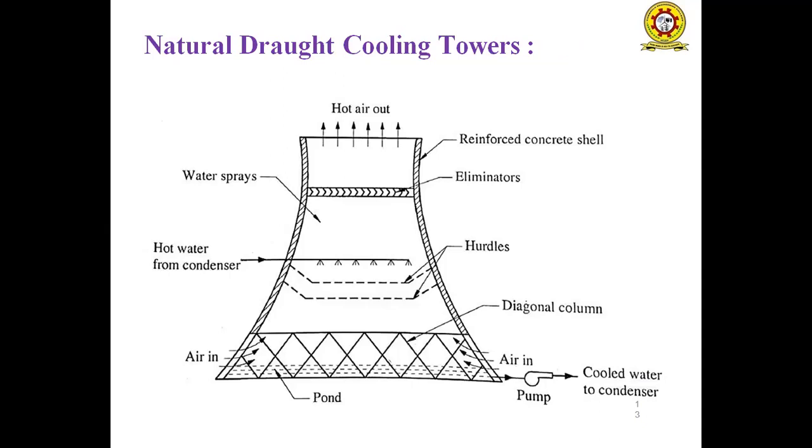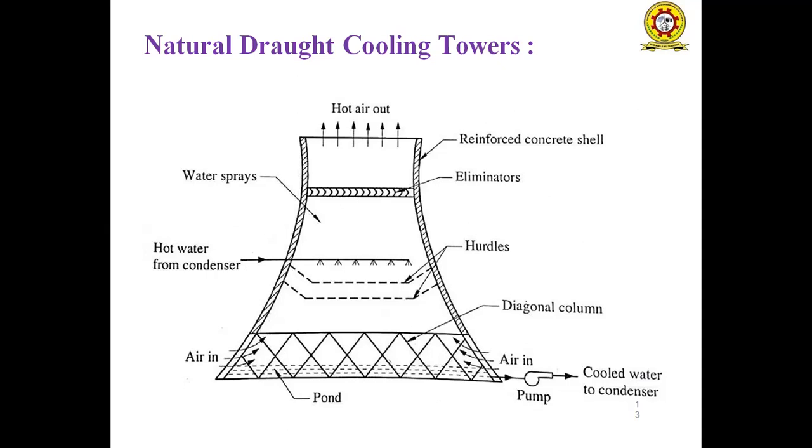In this type of tower, the hot water from the condenser is pumped into the troughs by using a nozzle situated at the bottom. Through sprays or troughs, the water falls in the form of droplets into the pond situated at the bottom of the tower. The air enters the cooling tower through the air openings provided near the base and takes the heat from the falling water.